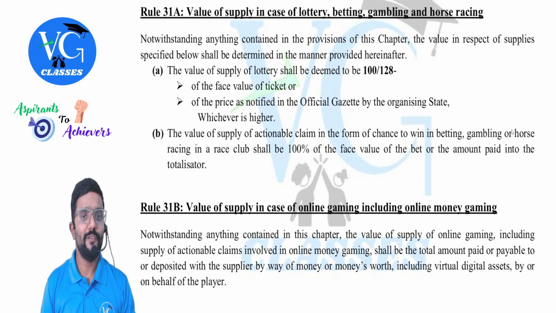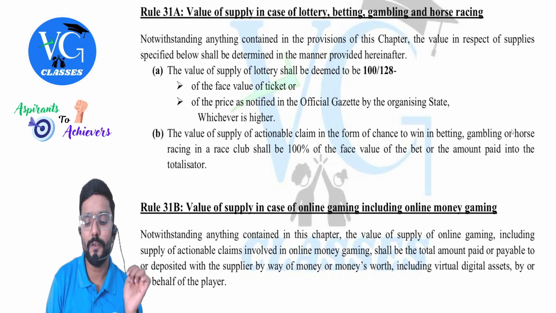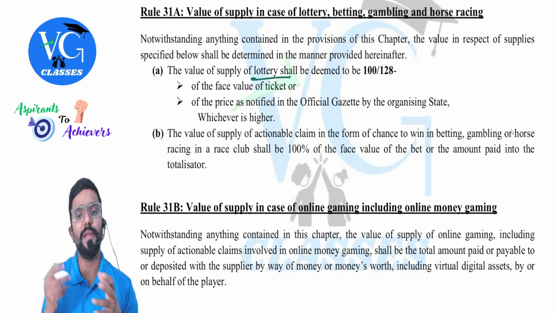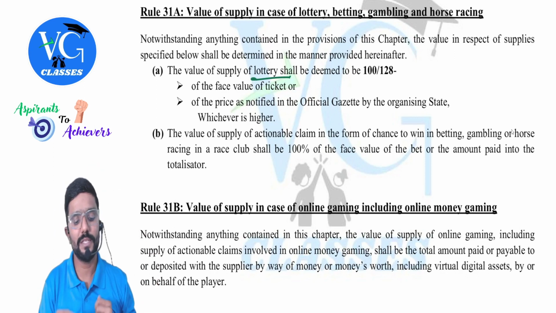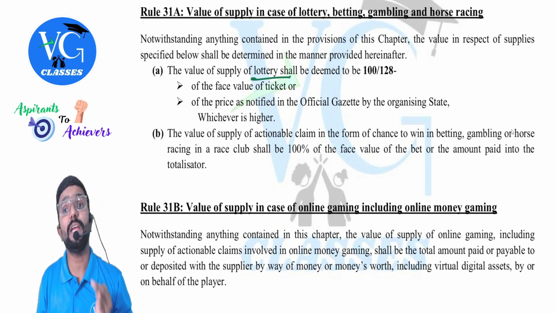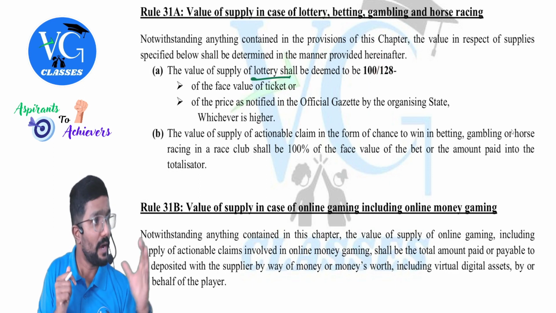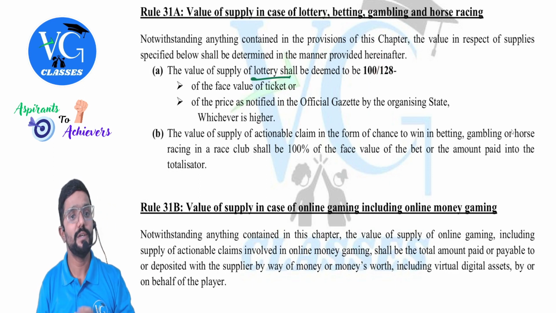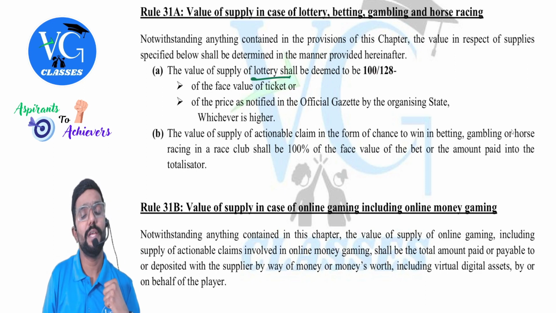First one, the value of supply of lottery. They are talking about lottery here. The value of supply of lottery, even lottery is a part of specified actionable claim. What is the value of supply of lottery? Shall be deemed to be 100 by 128. It is not R, please be careful, it is by. 100 by 128 of the face value of the ticket or of the price as notified in the official gazette by the organizing state, whichever is higher.